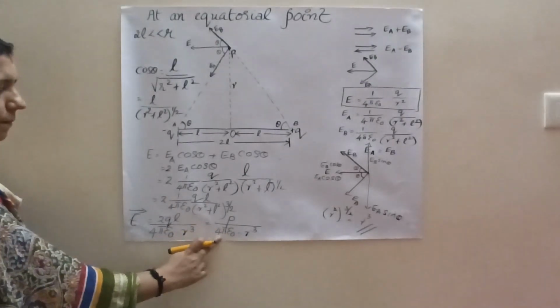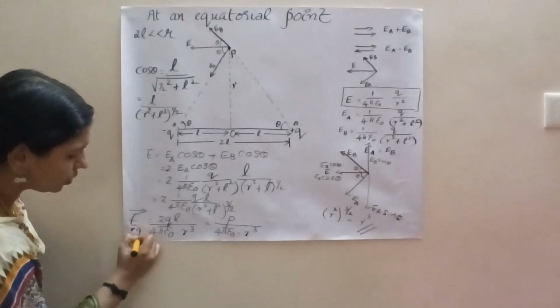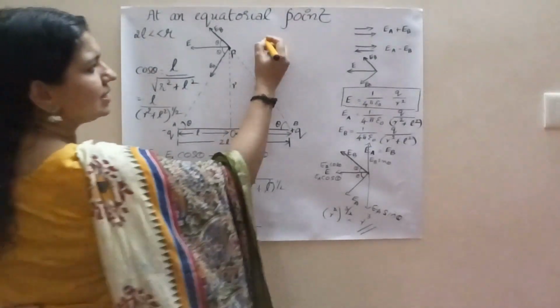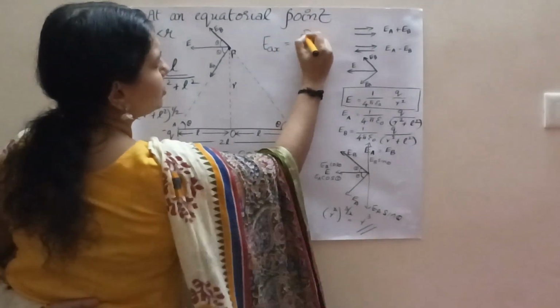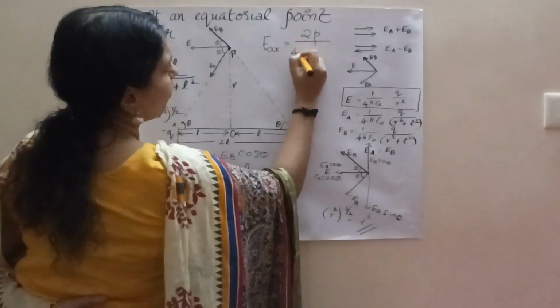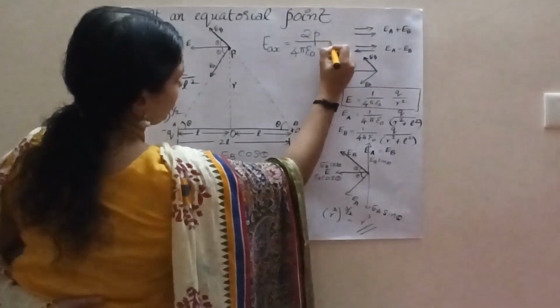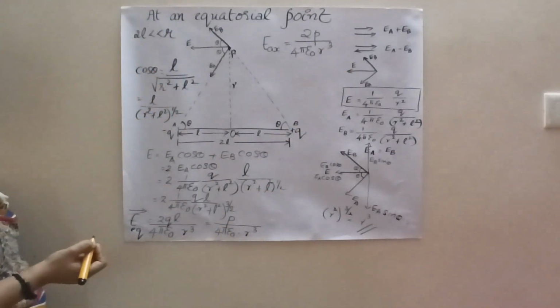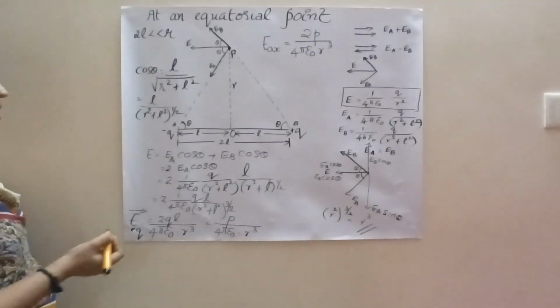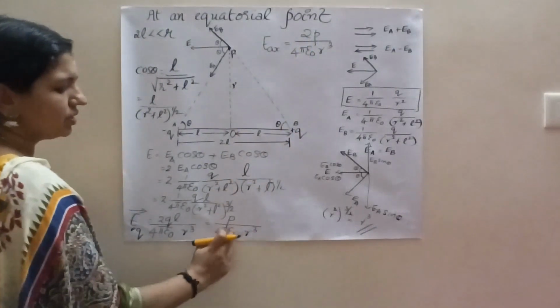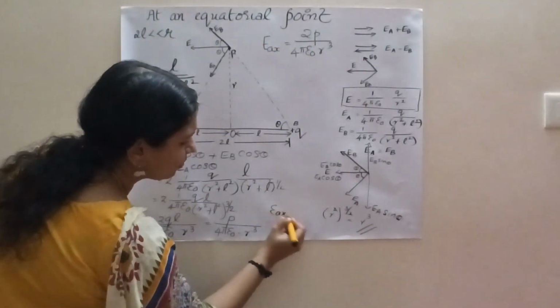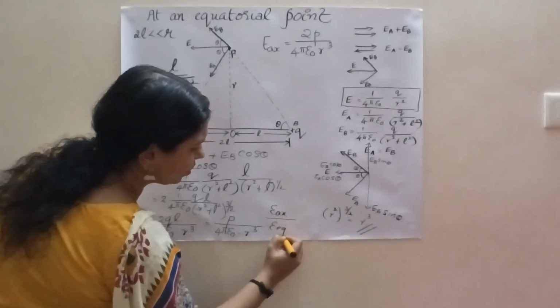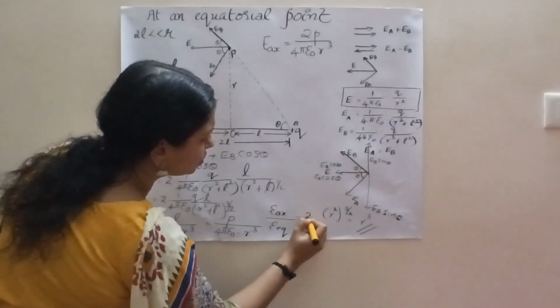Now when you compare, this is for E equatorial, right? You have E axial. What is the expression? The expression is 2p divided by 4 pi epsilon 0 r cube. So when you compare these two equations, how can you write? You can write that E axial divided by E equatorial is equal to 2.